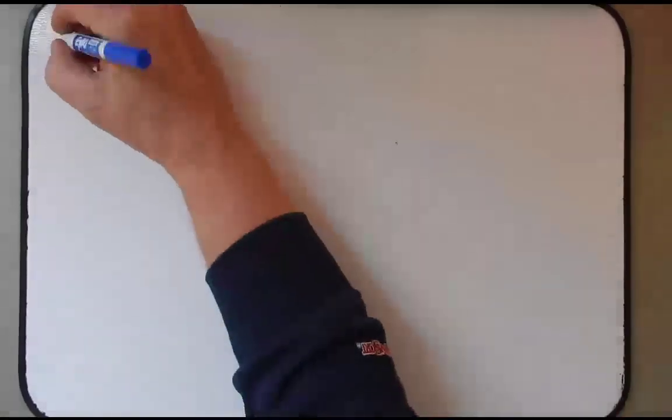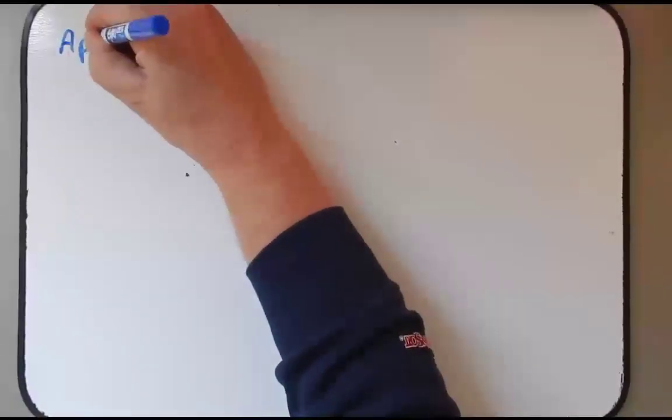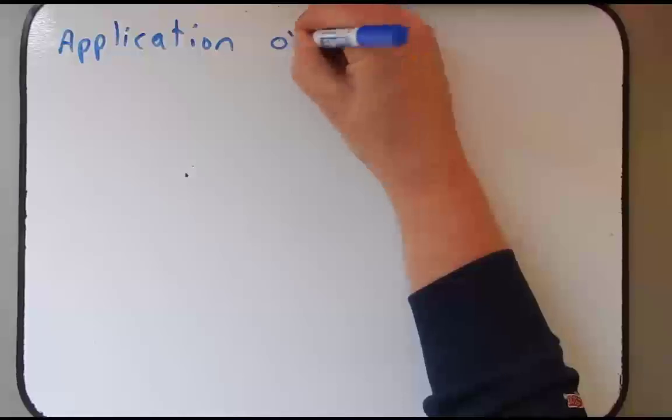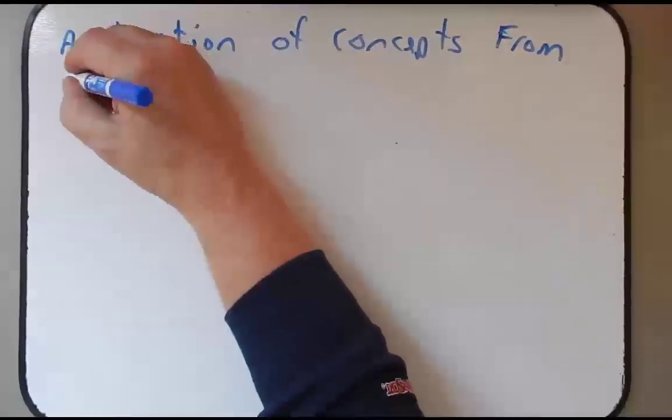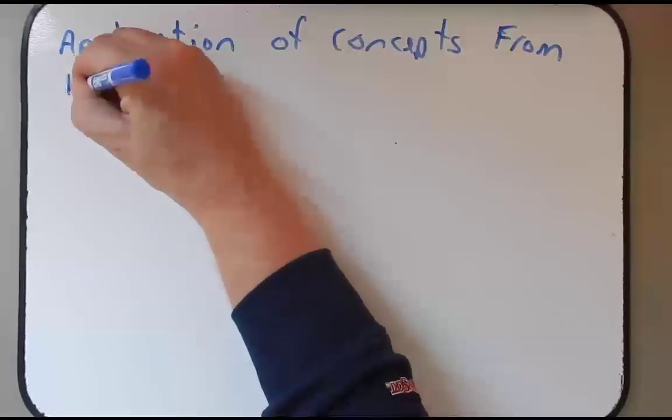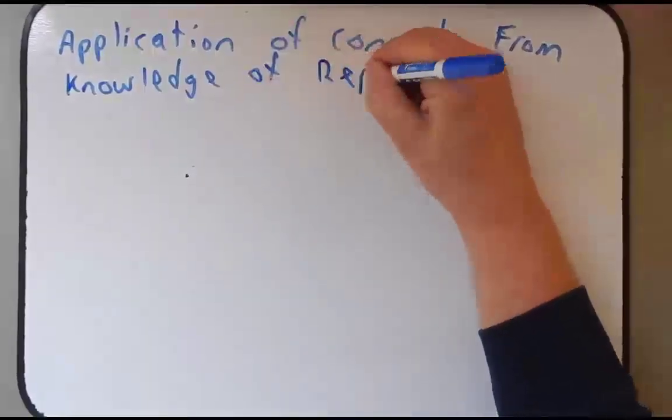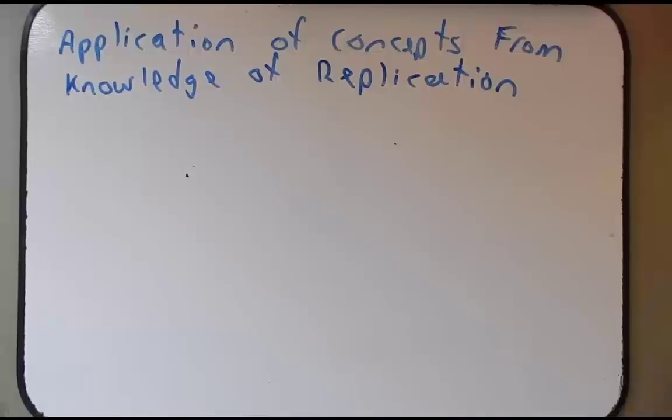In the past several podcasts, we've talked about replication in bacteria and eukaryotes. In this podcast, I would like to talk about the application of concepts from our knowledge of replication. Often we, as scientists, learn about the basic biology of cells and of genetics. And then the next step often is how do we apply it to real-world problems.